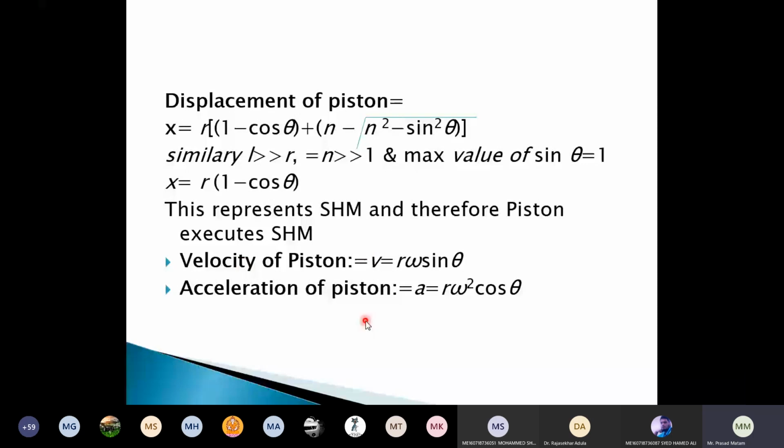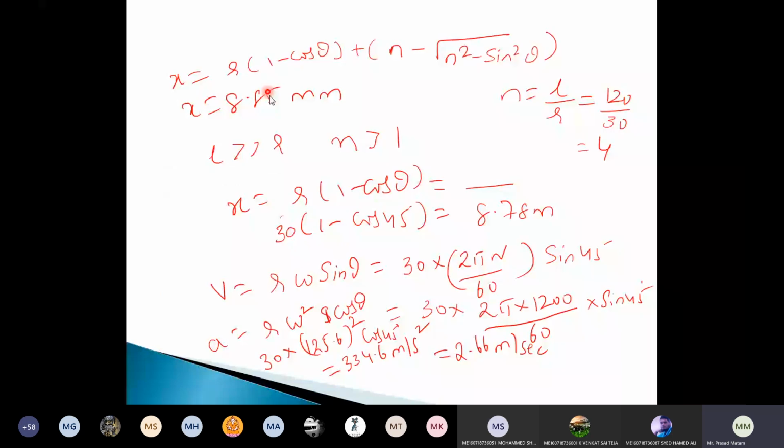With the numerical values, we are trying to solve this problem. x is equal to r into (1 minus cos theta) plus (n minus root over n square minus sin square theta) is the equation of the displacement of the piston. On substituting the r value, theta value and n value, we get x equal to 8.85 mm. Now, L is greater than R, meaning the length of the connecting rod is greater than the crank radius, and n, the ratio L by R, is equal to 4, which is greater than 1. In that case, the displacement of the piston becomes x equal to R into (1 minus cos theta), so this value comes as 8.78 mm.